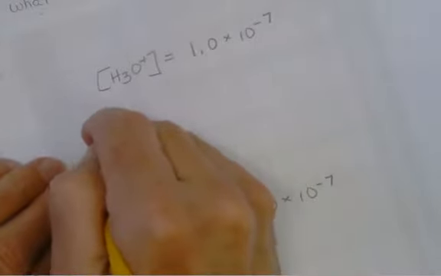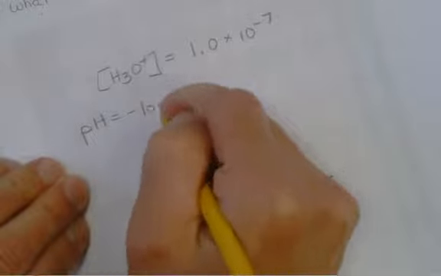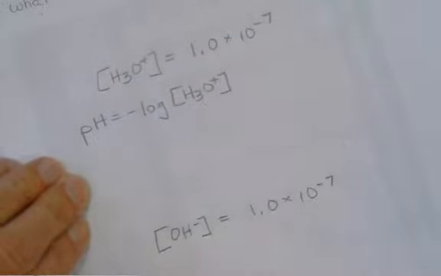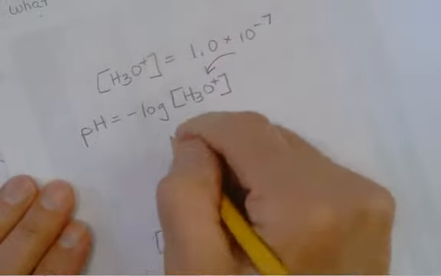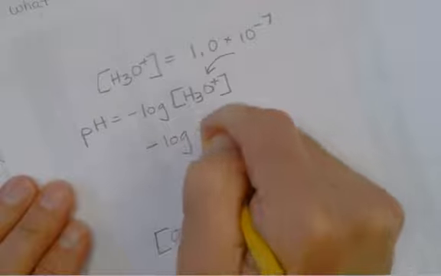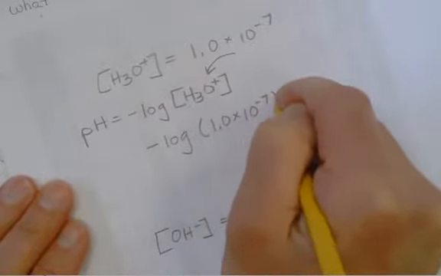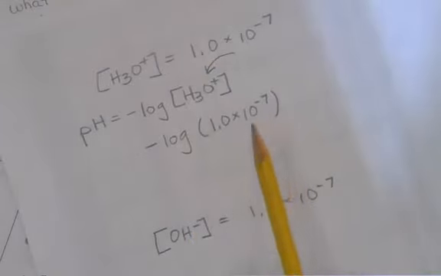Okay. So next thing, the definition of pH is pH is equal to minus the log base 10 of whatever the hydronium ion concentration is. So let's plug this number in here. We need minus the log of 1.0 times 10 to the minus 7th. Well, you can try this on your calculator. Take the log of 1 times 10 to the minus 7th.